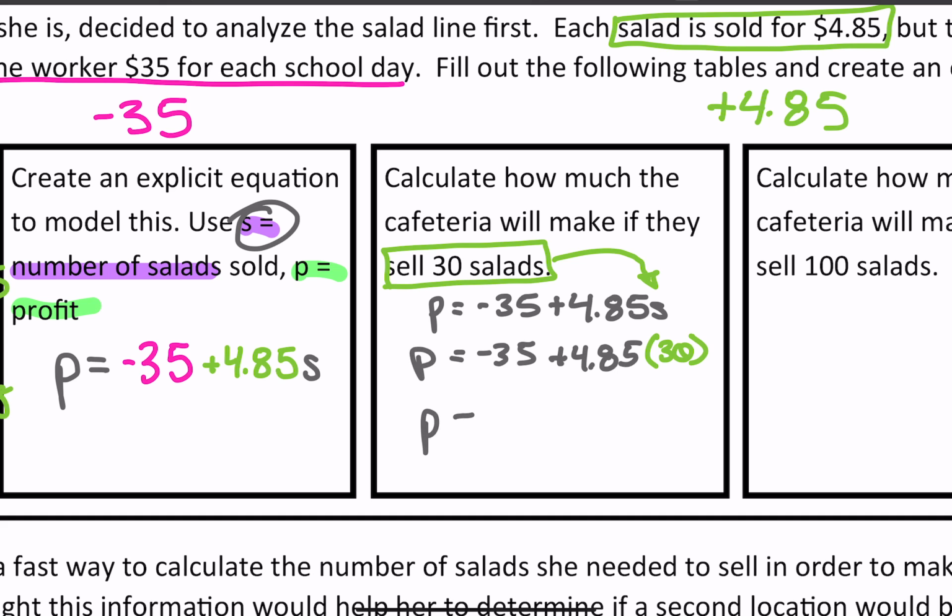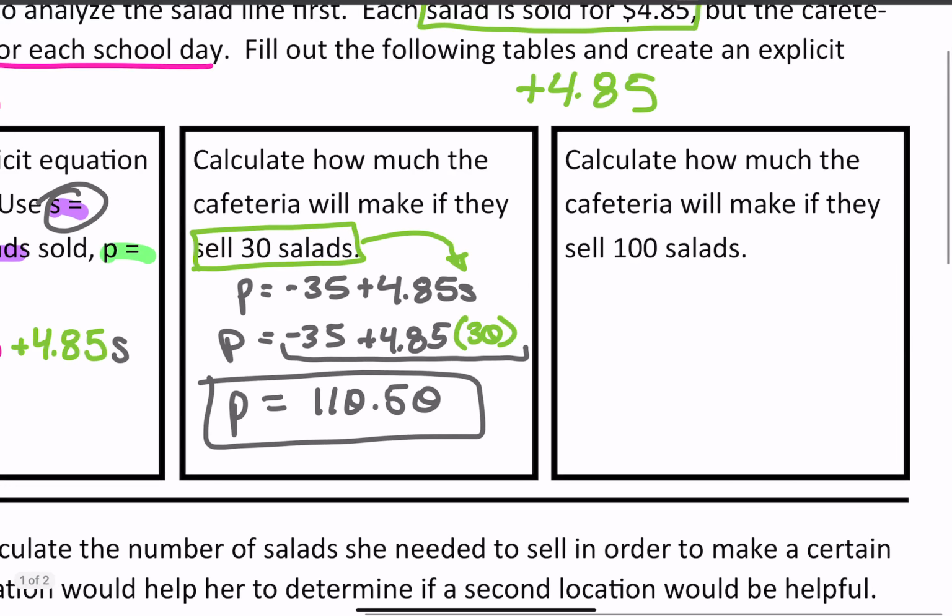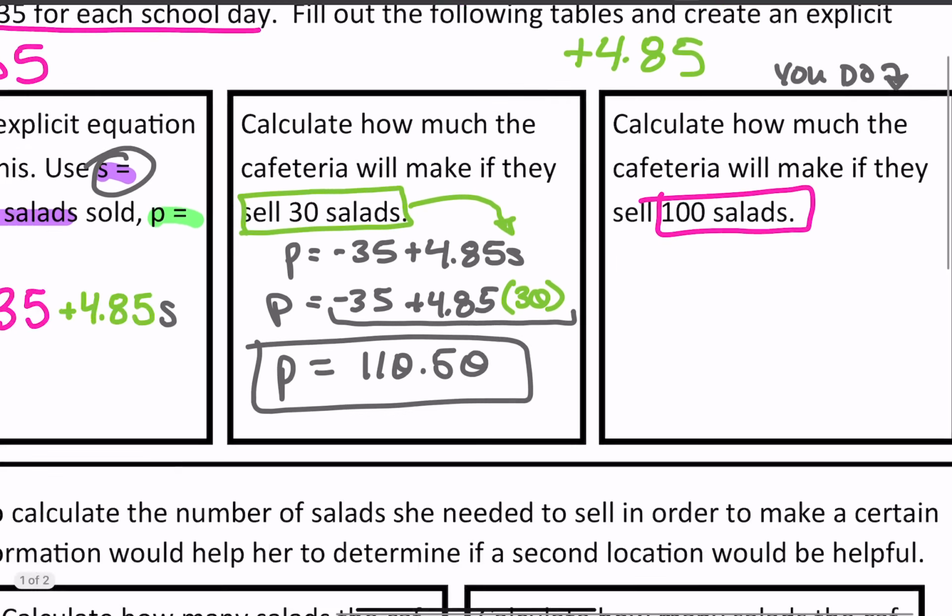And when I go to solve this, if I go to figure out what this number is, we get 110.50 because we're talking about money. So they made $110 for selling 30 salads. All right, now I want you to do this one. It's the same, except this time you're talking about 100 salads. What do you get? Hopefully you got 450, but make sure you show your work because I'm not going to.